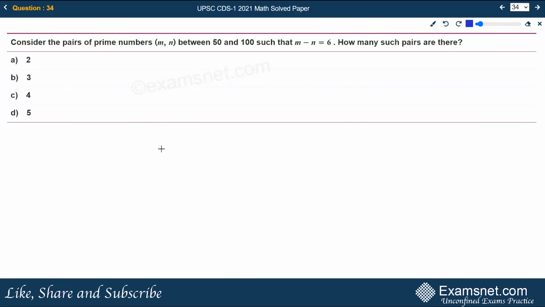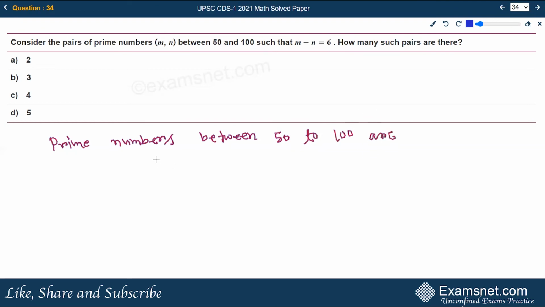In question number 34, we are given: consider the pairs of prime numbers m, n between 50 and 100 such that their difference will be 6. How many such pairs are there? So first of all, let me list down all the prime numbers between 50 to 100.